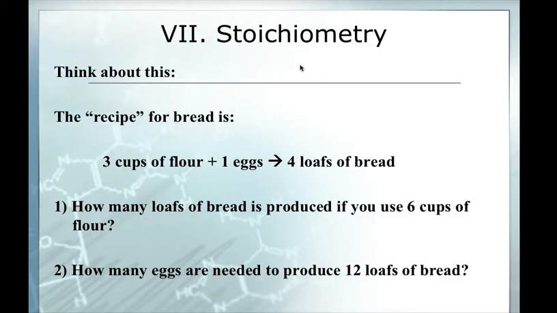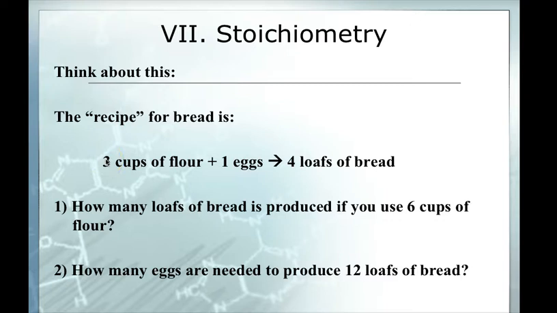So let's say, for example, we had a recipe to make bread, and that recipe said that we need 3 cups of flour and 1 egg, and that would give us 4 loaves of bread. What we're going to be looking at in this particular section is, first of all, if you notice the numbers in front, those are the really important things. The first question says, how many loaves of bread are produced if you use 6 cups of flour? So basically, if we change one of the numbers in the recipe, how is that going to affect the other numbers? For example, instead of using 3 cups of flour, what if we use 6 cups of flour?